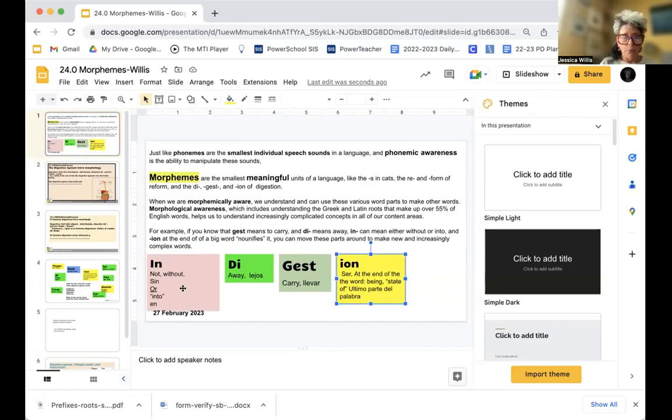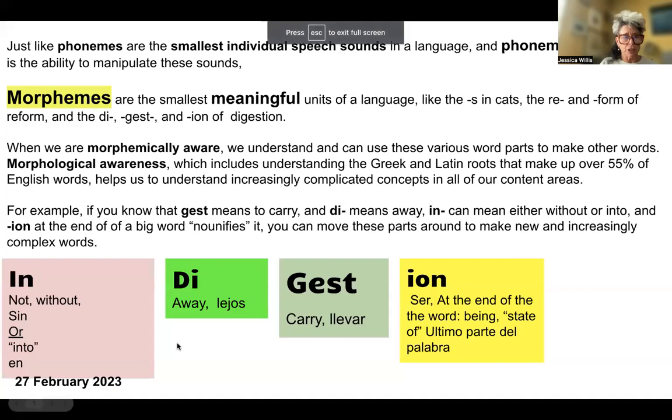And with just these chunks here, I can make a prediction that indigestion means not carrying something away. So literally, indigestion is when your digestive system is not carrying stuff away. Notice how I slid the chunks around. That's going to come into play momentarily, because that's what I'm going to ask the kids to do in an activity, is slide the word chunks around.